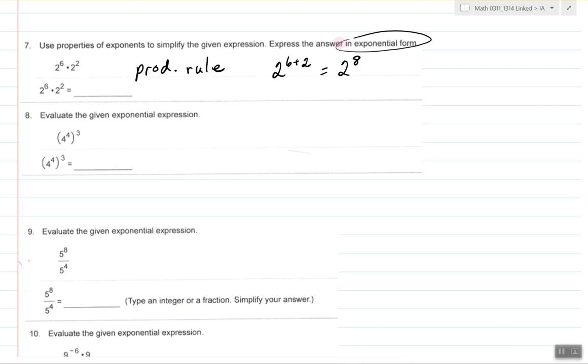The next one, this is a quantity raised to an outside power. This is the power rule. Product rule because it was the product of like bases. Power rule because it was something to a power raised to a power. And in this case, I'm going to get 4 to the 4 times 3, which is 4 to the 12th.